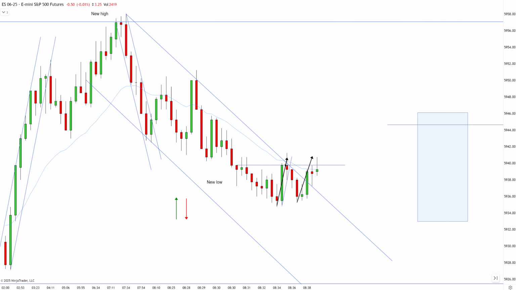One tap, double tap, triple tap. So this is actually a very nice looking setup context wise. Problem is the signal bar is very weak. I didn't take the setup. I wanted to see a stronger bar. I don't like the fact that there is a bullish body, not the strongest bar.